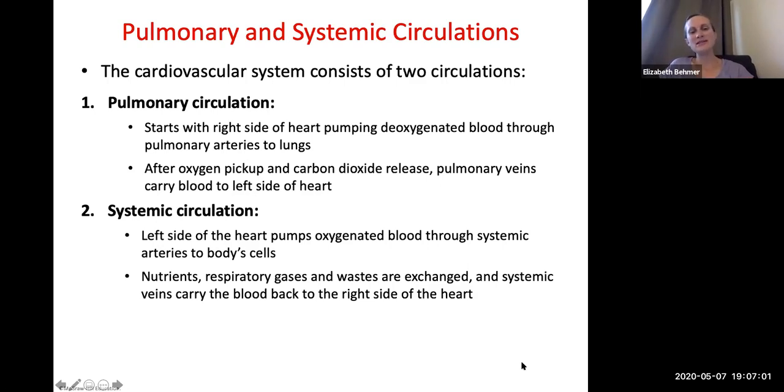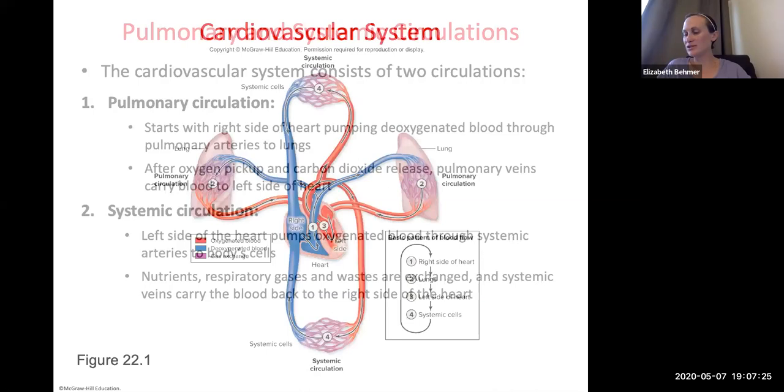And then the systemic circulation is the left side of the heart pumping oxygenated blood through the systemic arteries to all the body cells. Nutrients, respiratory gases, which are CO2 and O2, and wastes are exchanged, and systemic veins will carry the blood back to the right side of the heart. So here is a good picture that kind of outlines what I just talked about.